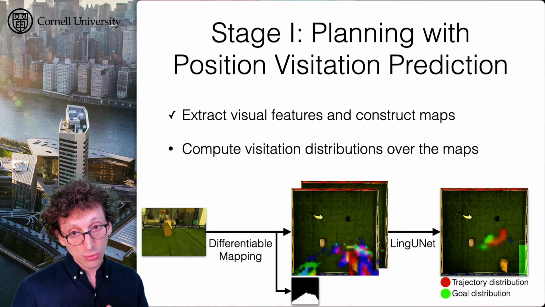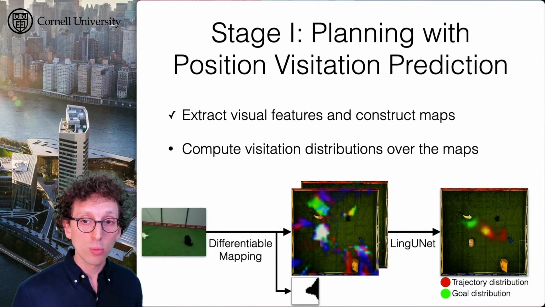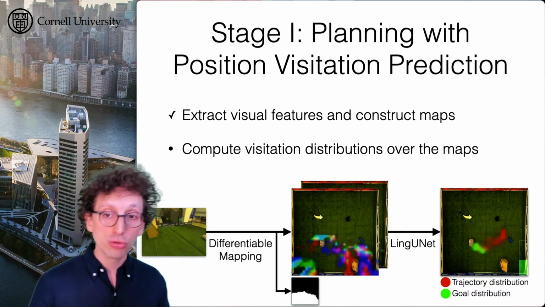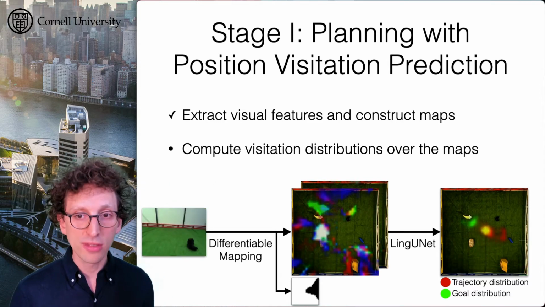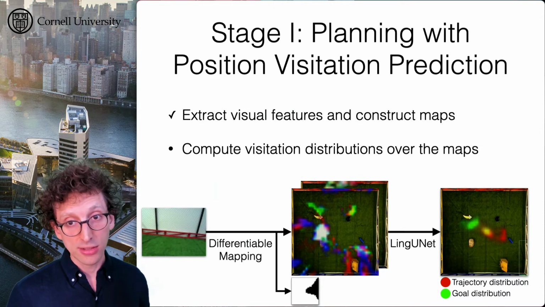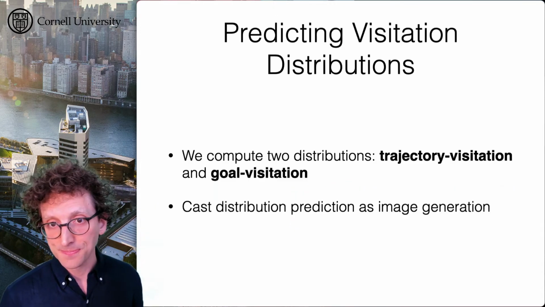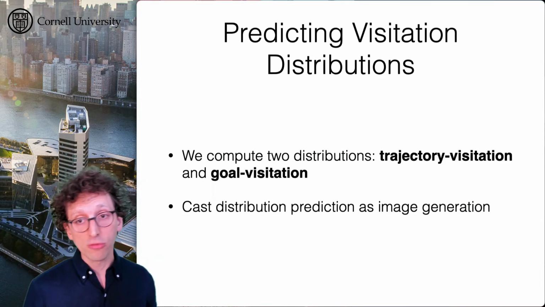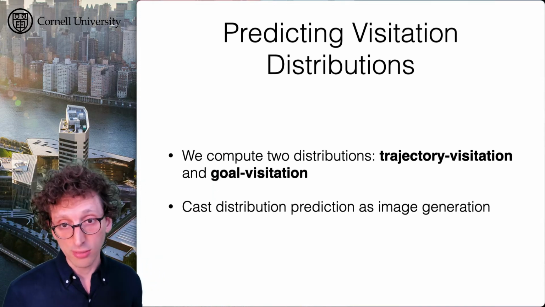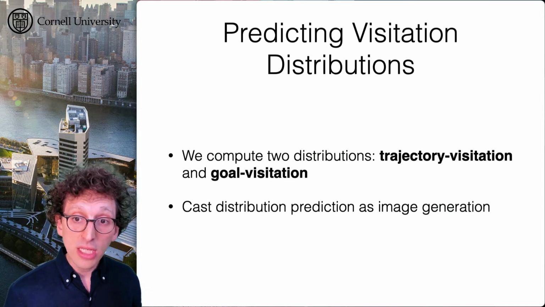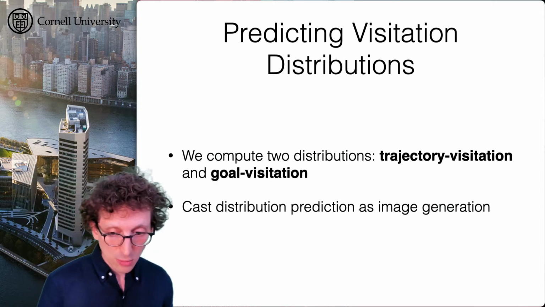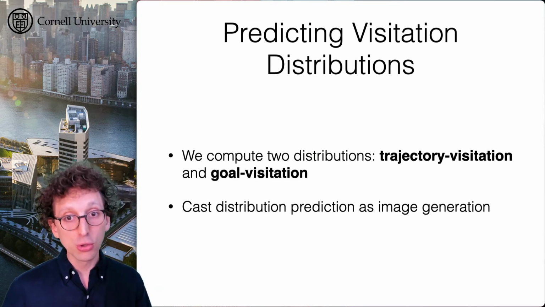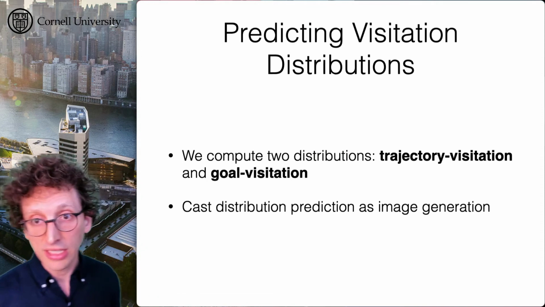Given these maps, we use an architecture called LingoNet in order to predict the two visitation distributions over the maps themselves. So the way we do it is we compute two distributions, a trajectory visitation and a goal visitation distribution. And we cast this process as an image generation process, where we think about these two distributions as generating a two-channel image where each of the channels is normalized.